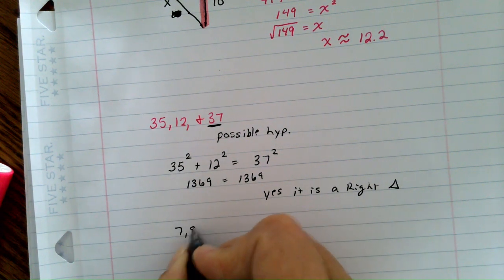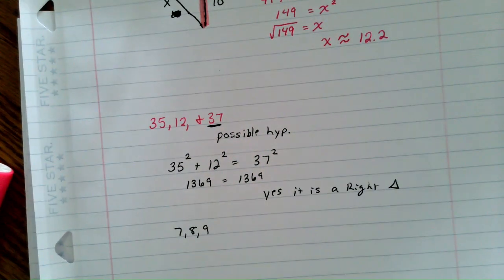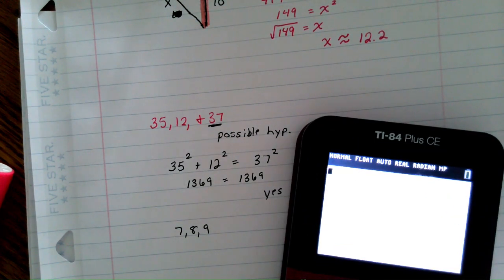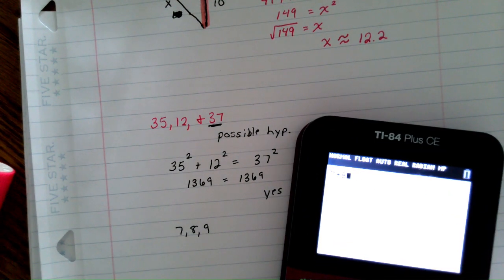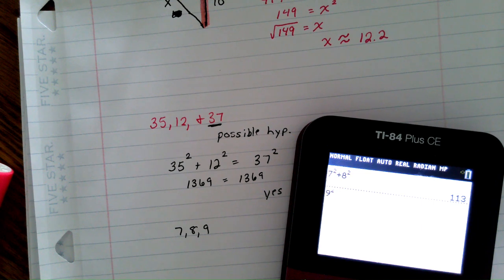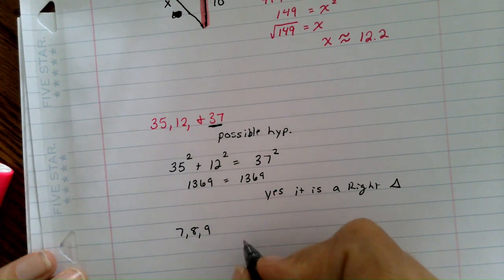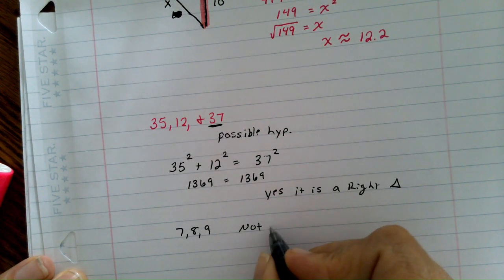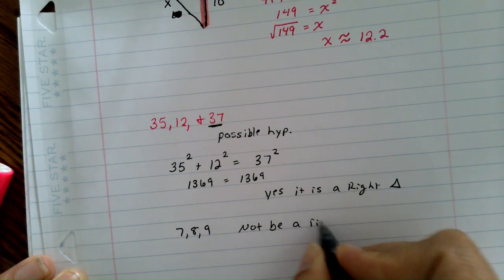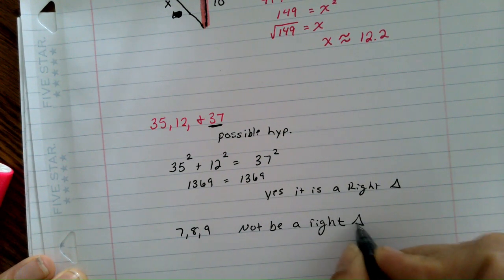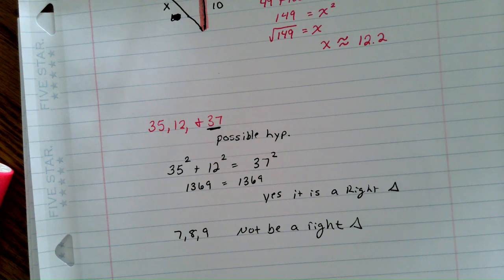What about 7, 8, and 9? 3, 4, 5 work. Does 7, 8, and 9? Well, 7 squared plus 8 squared, 9 squared. Are they the same? No, they're not the same. So these would not make a right triangle. It can be a triangle, it's just not a right triangle.